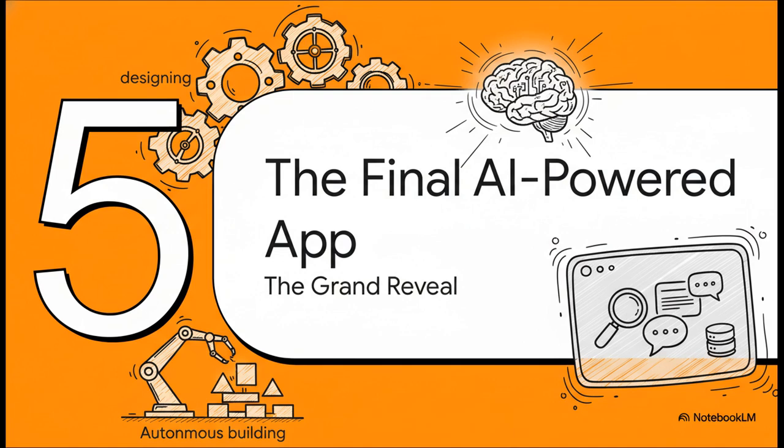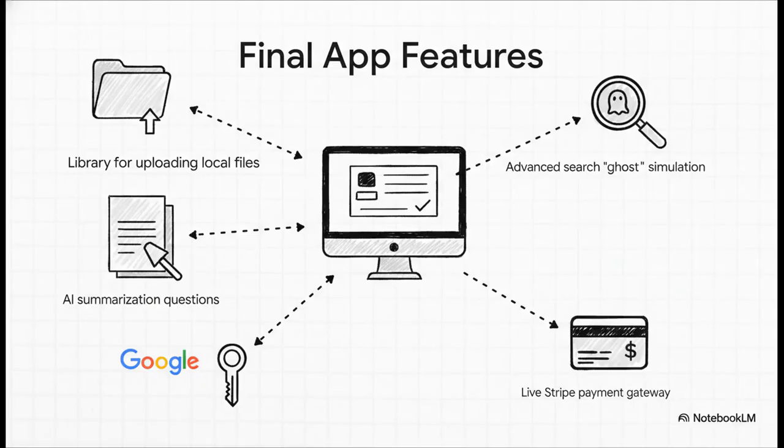So after all the designing, all the planning, and all that autonomous building, what do we actually end up with? Let's take a look at the final, fully working AI-powered app. And the result is seriously impressive. I mean, this is not a toy. It's a feature-packed second brain. You can upload your files. It has AI summarization. You can log in with Google or GitHub. And it even has a live payment gateway through Stripe. And that advanced search has this cool ghost input feature that simulates what a user is typing to show off how good the search really is.